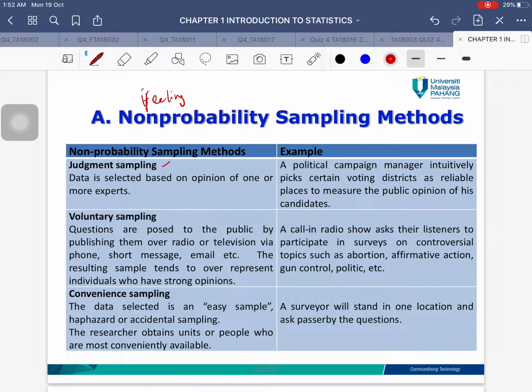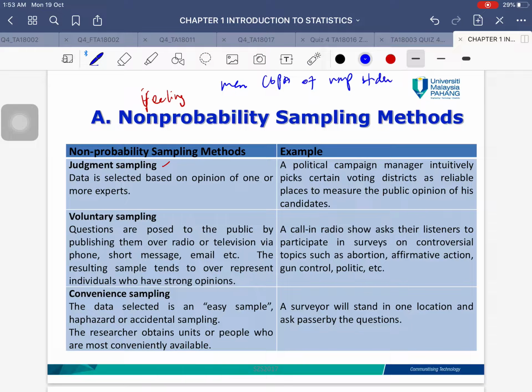So how do you pick the sample? Data is selected based on the opinion of one or more experts. Somebody who is called an expert decides who should be sampled. Let me give you an example. Let's say I'm a lecturer at UMP, and people want to find out the mean CGPA of UMP students.